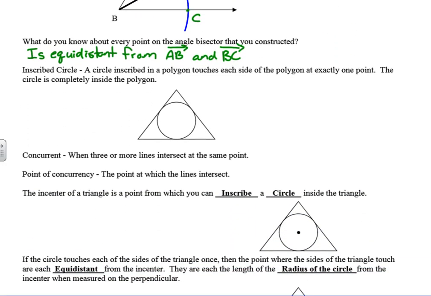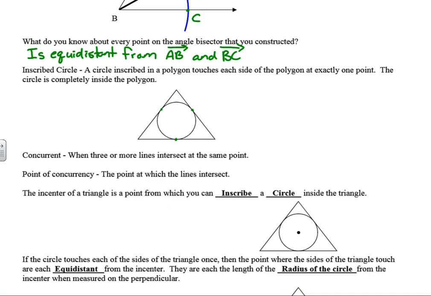Okay, now an inscribed circle is a circle inscribed in a polygon, touches each side of the polygon at exactly one point. The circle is completely inside the polygon. So when you look over here, what you're seeing is there's a point that this touches the circle, but it never goes outside of the circle. All right, so we're just building some definitions.